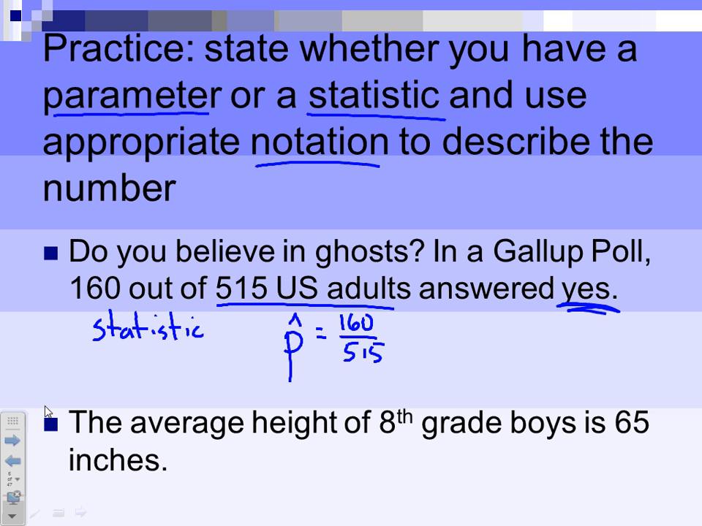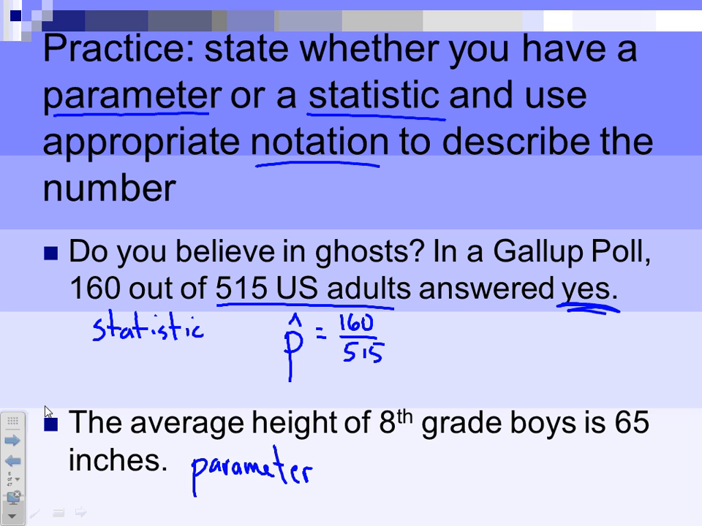If you look at the second one, the average height of 8th grader boys is 65 inches. Well, it doesn't say the average height of 20 8th grade boys or 300 8th grade boys, so we're going to assume that this is the entire population. A parameter is a value describing the population, so this is a parameter.